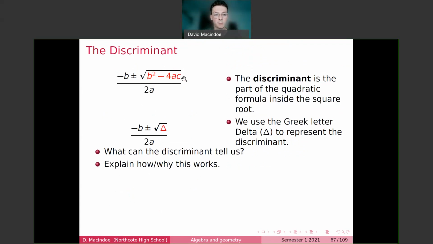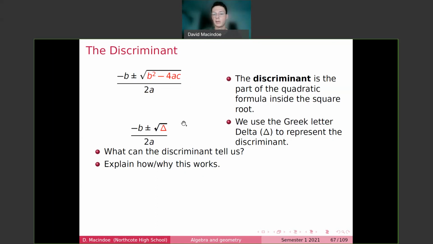The square root sign isn't involved in the discriminant itself. It's actually just b squared take 4ac. Now, why is it called the discriminant? It's because it helps us discriminate between how many solutions we're going to get. I'm using the word discriminate not as in the bad thing of being mean to people, but as in discriminate between two things, or in this case, between three things, as in work out how they're different.